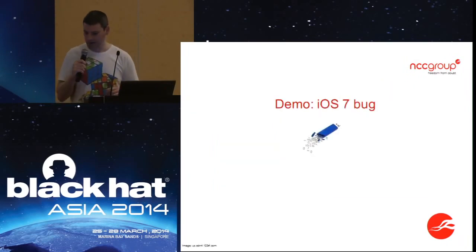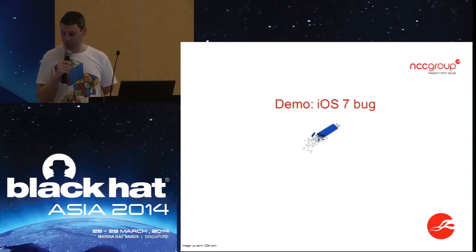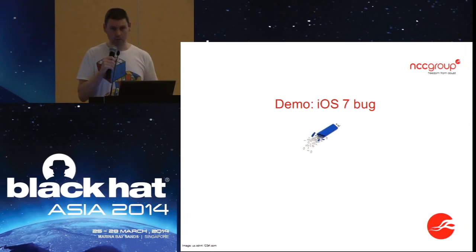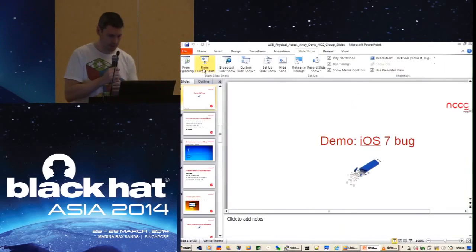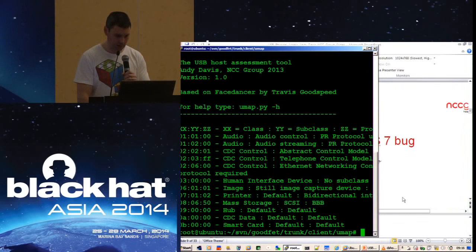My iPad I've got here is still running an older version of iOS. So basically any version of iOS prior to 7.1 is vulnerable to this bug. So I'll do a quick demo showing you how to use UMAP and also hopefully triggering the bug on an iPad. Now, because my resolution was forced to 1024 by 768, everything's going to be a bit squashed on the screen.